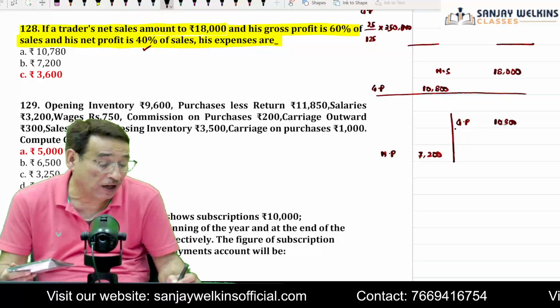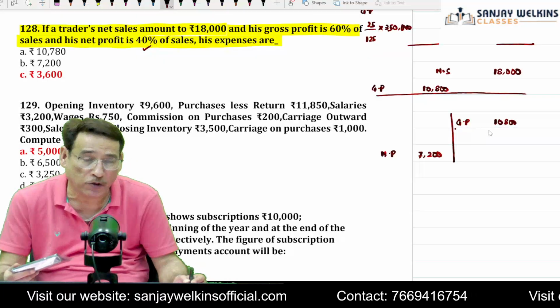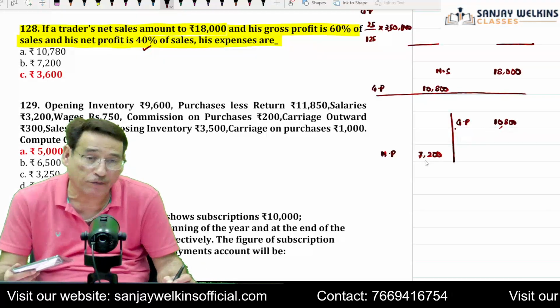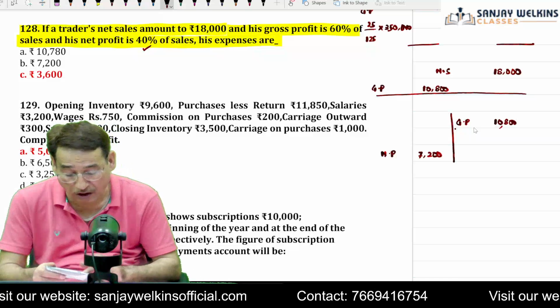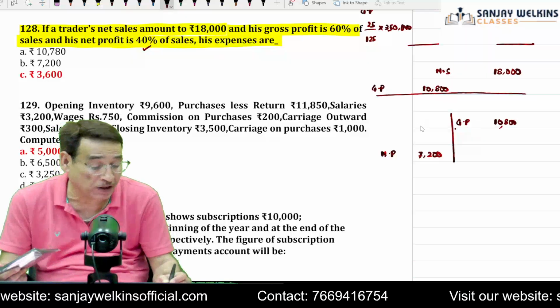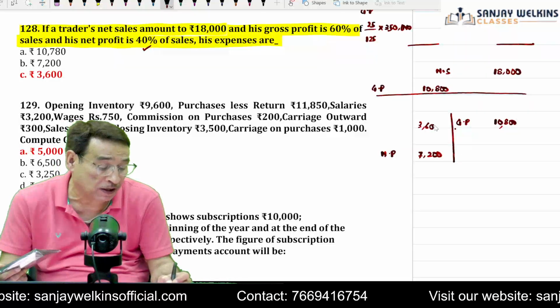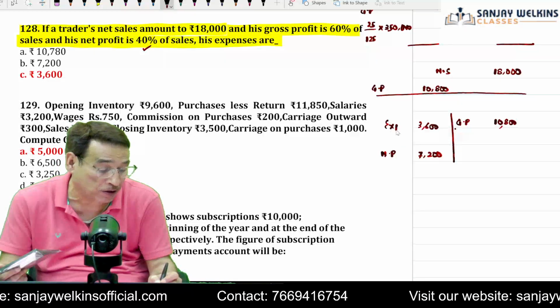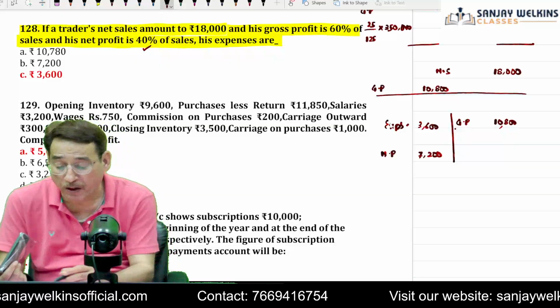So now I can take the difference because my gross profit is 10,800 and net profit is 7,200. So the difference between these two items must be expenses. So expenses will be 3,600. This is how you can find out the amount of expenses. Is it clear to you?